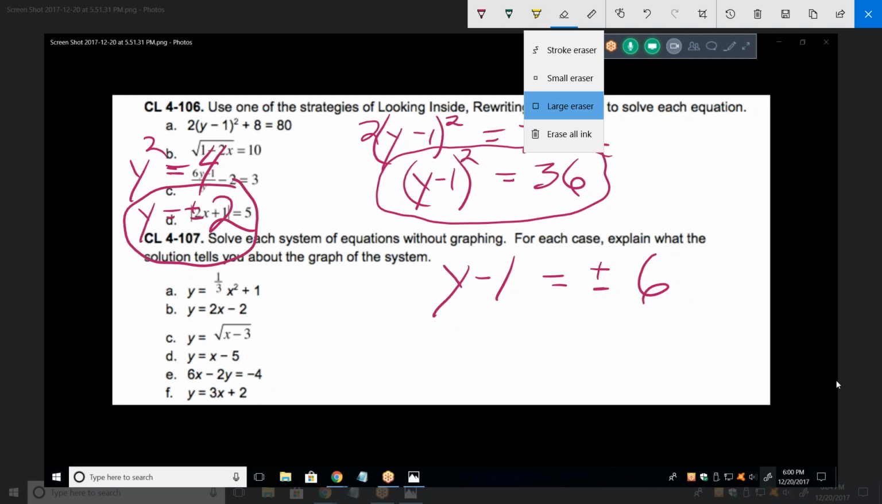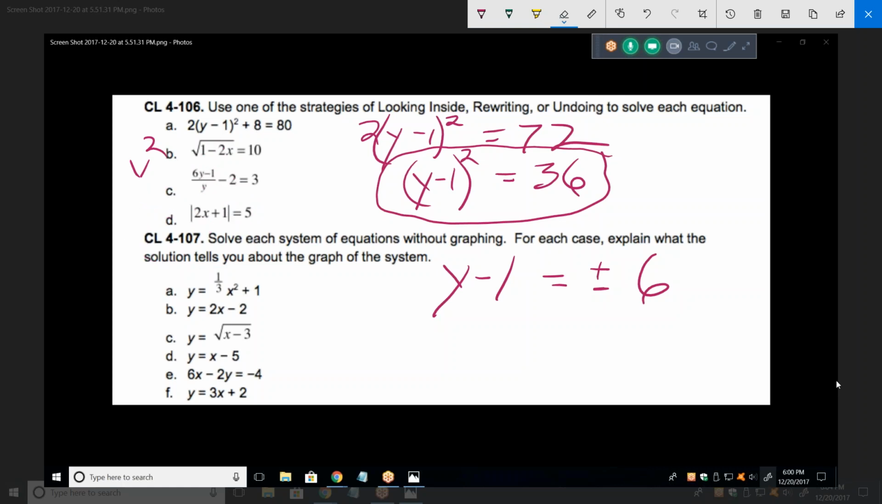Key thing. I would say one of the top 3 errors in algebra is made right there. What's the next step? Add 1 to both sides. Okay. Y by itself. So now I've got this, and now tell me the 2 answers. So then it'd be 7 or 5. What's 1 minus 6? Oh, negative 5. 7 and negative 5. Those are your two answers.